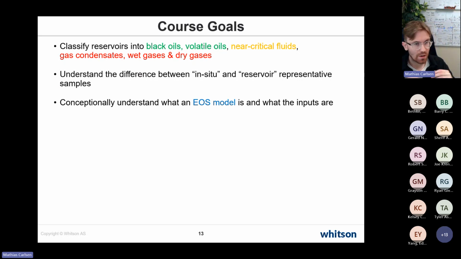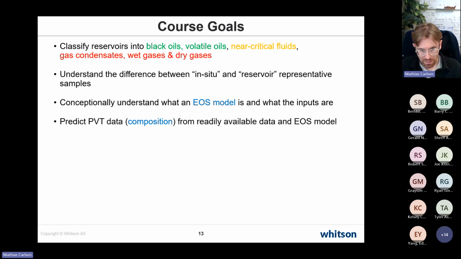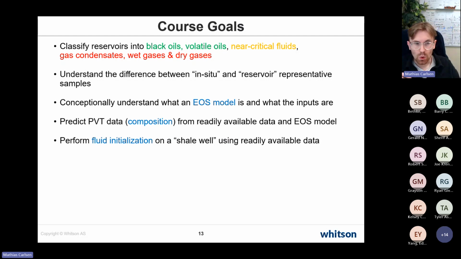So not necessarily develop one, but conceptually understand it. We also would like to be able to predict PVT data from readily available data and an equation of state model. And then we would like to learn how to initialize a shale well using readily available data, for instance, GOR. So before you run any type of calculation on the well, every single well needs to have a PVT estimation.